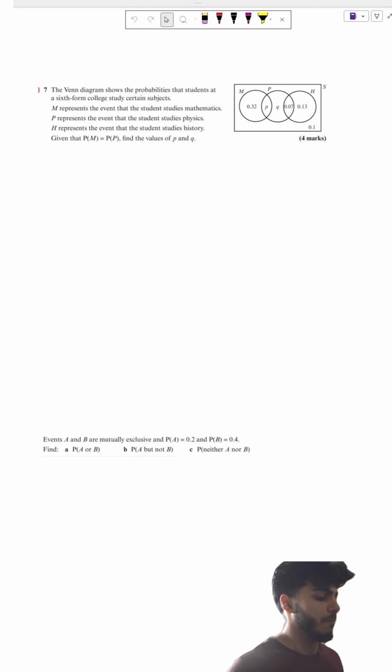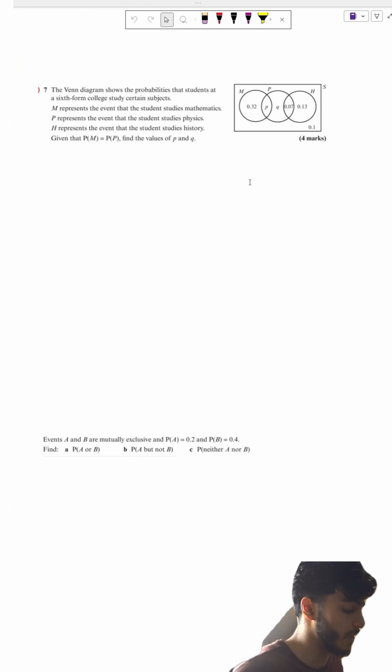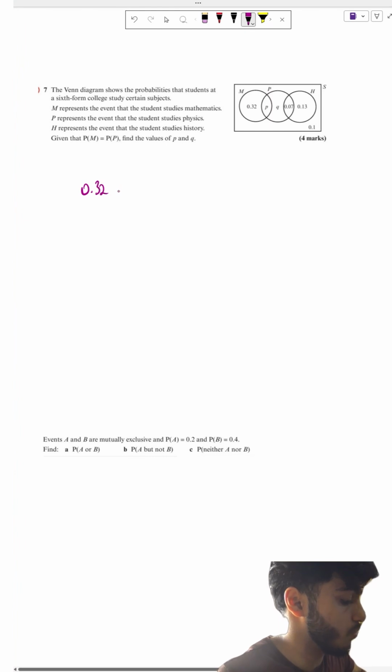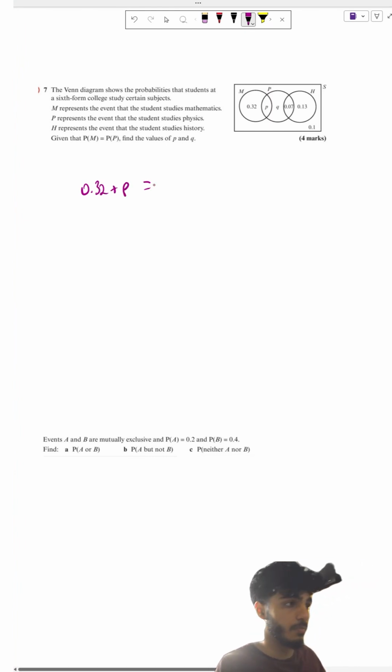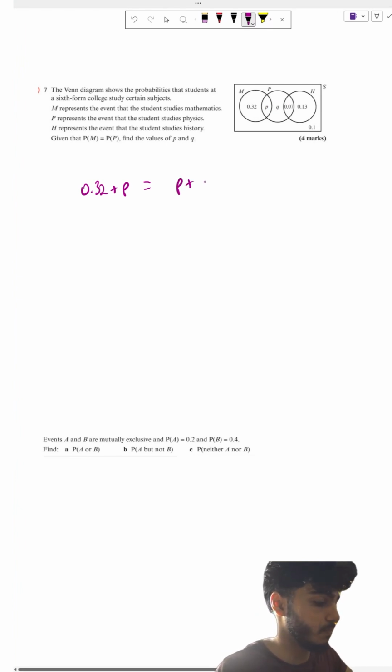Right. A Venn diagram shows the probabilities that students at a sixth form college study certain subjects. M represents the event that the student studies mathematics, P represents physics, H represents history. Okay, this is not too bad at the moment. We know that the probability of maths is equal to the probability of physics. Let's work that out. The probability of maths is just going to be 0.32 plus P. The probability of physics is going to be P plus Q plus 0.7. Okay, we've created one equation so far.